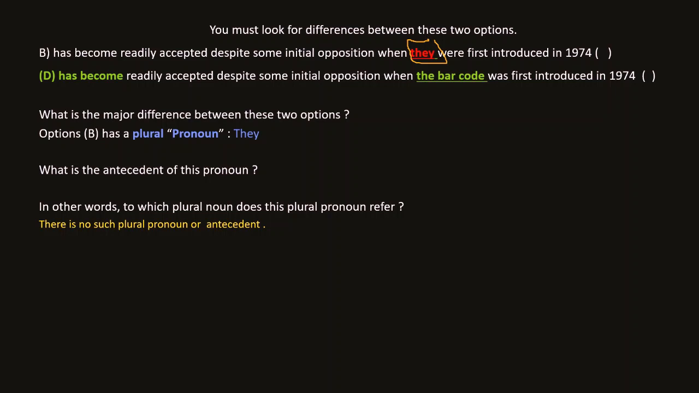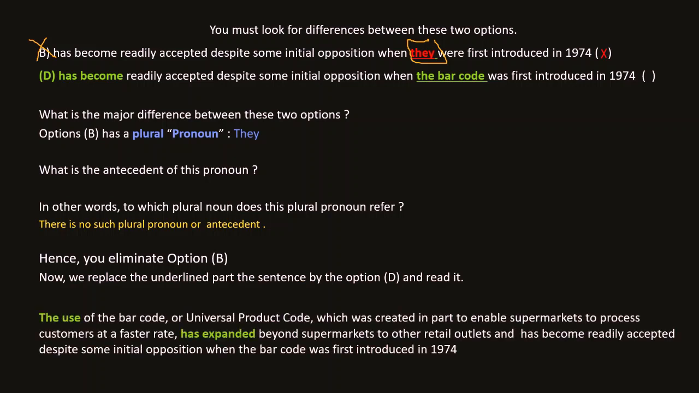Now, only one option, that is option D, is left. Now, we replace the underlined part of the sentence with option D and read it. Now, the sentence reads like this.